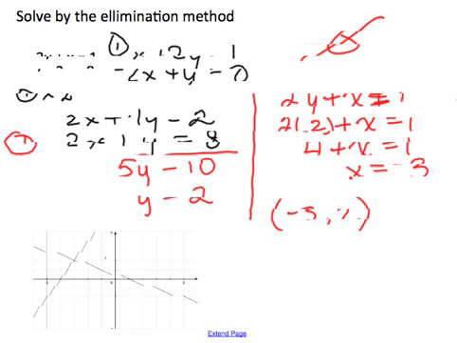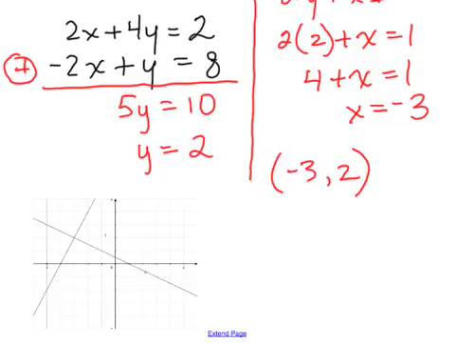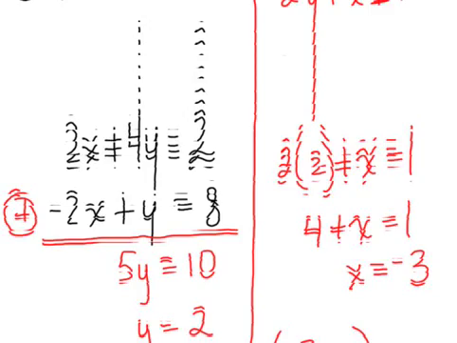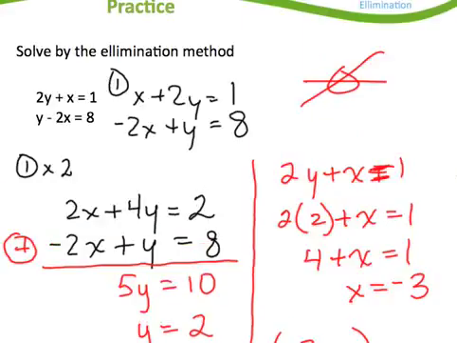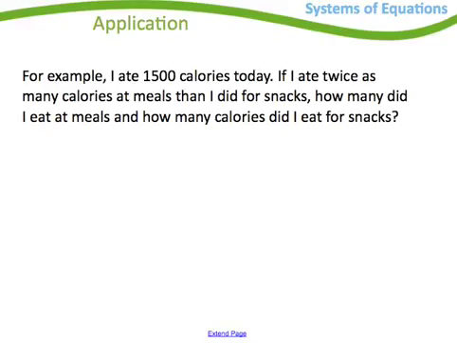I've graphed it down here too. Let's just see if that's where they cross. 1, 2, 3, up to, sure enough, they cross at minus 3 and 2. I could do that same question in the last section. Okay, let's try another one.